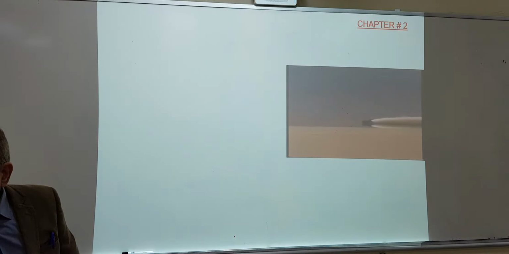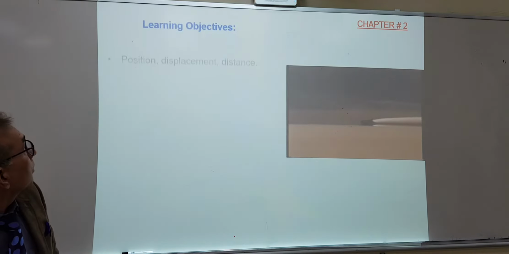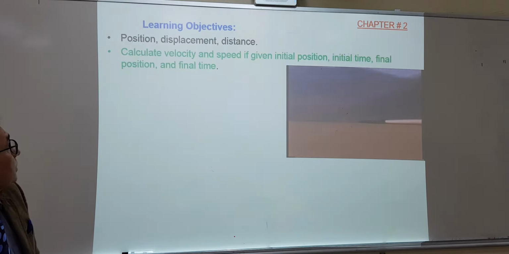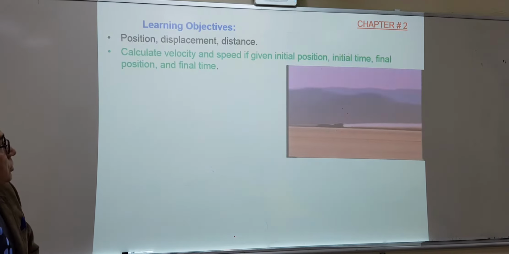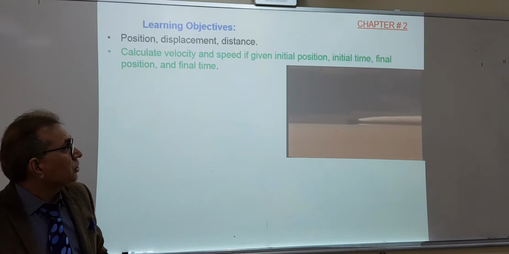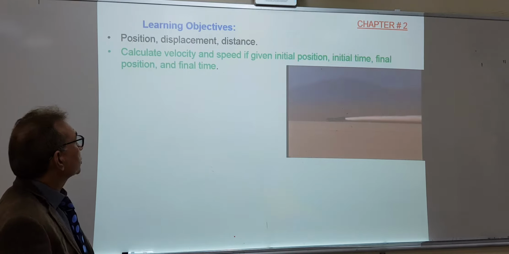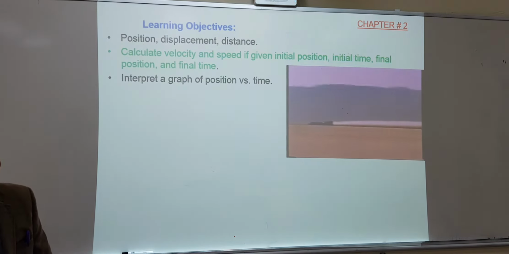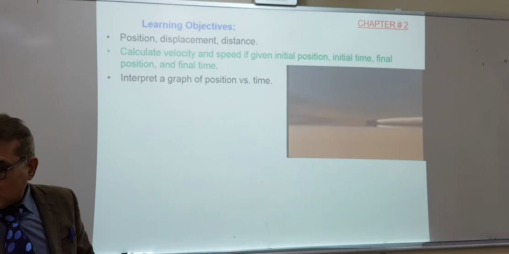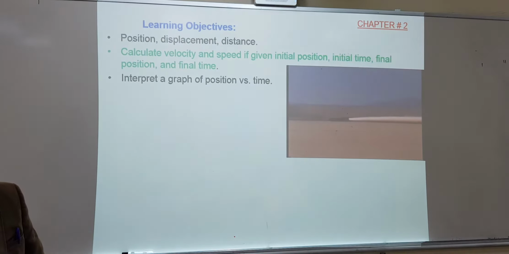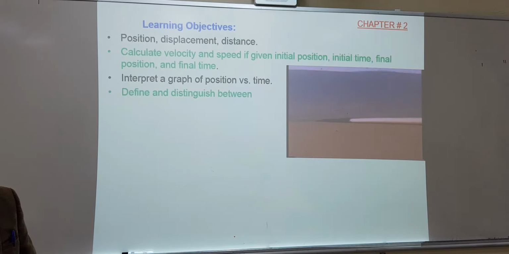What we will be studying in this chapter: the position, displacement, distance, the velocity. What is the difference between the velocity and the speed if you are given the initial or the starting position and the final position and the time, initial and final. Then how to interpret a graph between position and the time. We will be explaining one by one in detail.